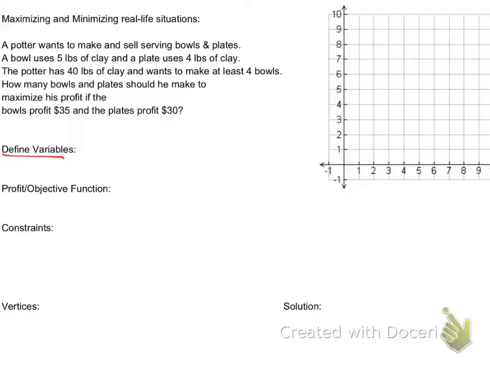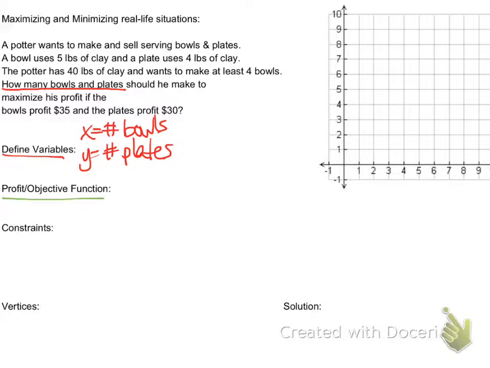And where do we look to define our variables? You always look in the question. So the question asks us how many bowls and plates. Therefore, our variables need to be defined as x is the number of bowls and y is the number of plates.